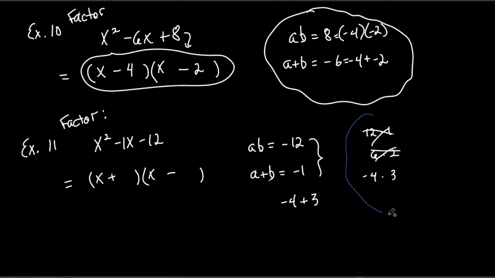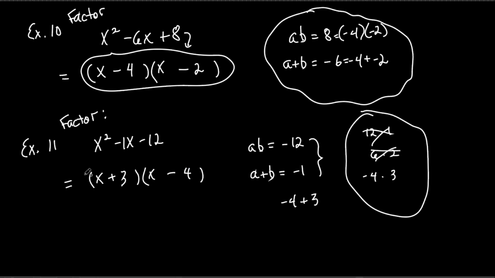So all this can be going on in your head, or you can write it down. If you want to jot it down, feel free to jot it down, okay? So what do we put right here with the plus? That's the 3, because the 3 is the positive. Which one was the negative? The 4, and there you go.